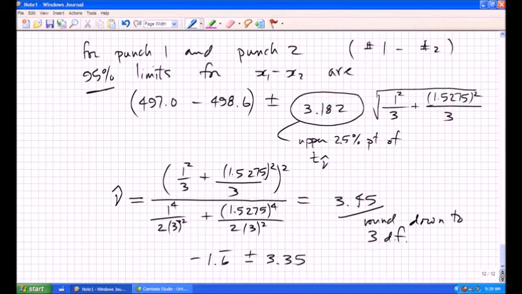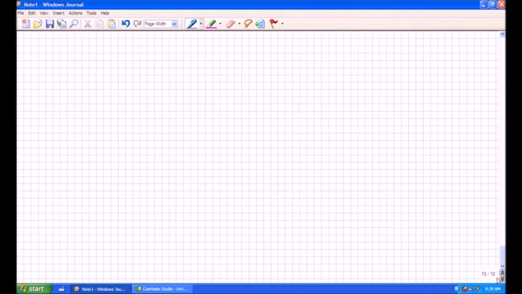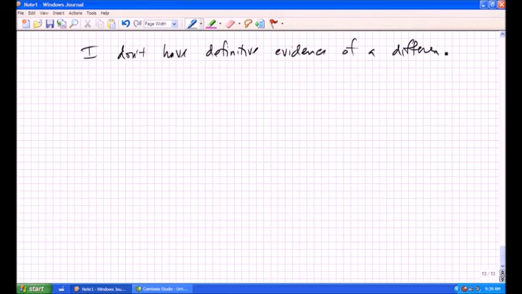And the moral of this story is that I do not have definitive evidence of a difference between those two punch heights. So I do not have definitive evidence of a difference in the measurements.